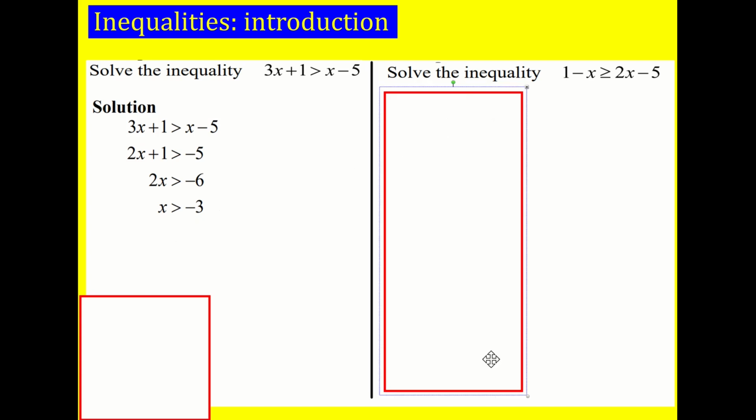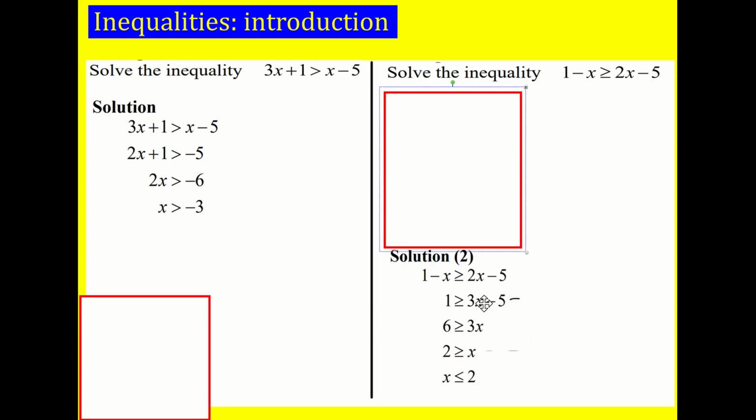For this one, if you solve it the similar kind of way to there, then actually it's this solution here. You would add x to both sides and then add 5 before dividing through by 3 and rewriting it as x less than or equal to 2.